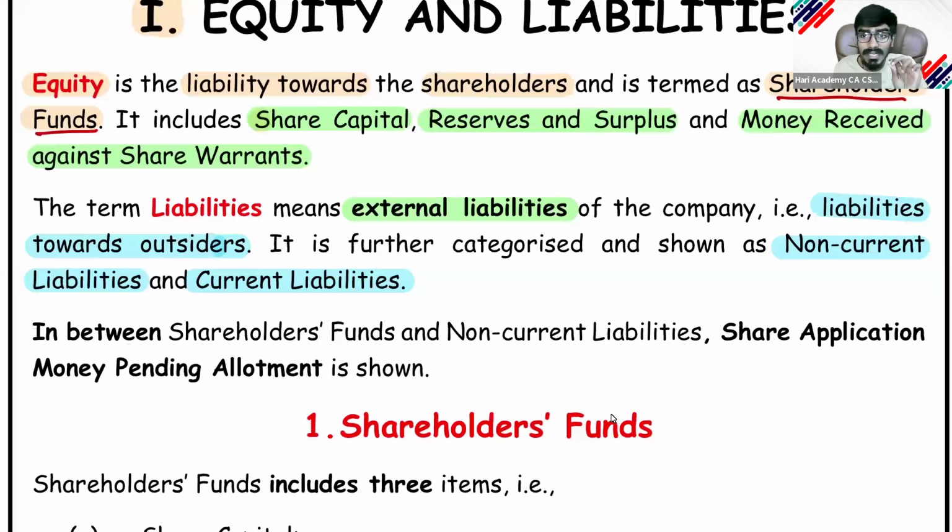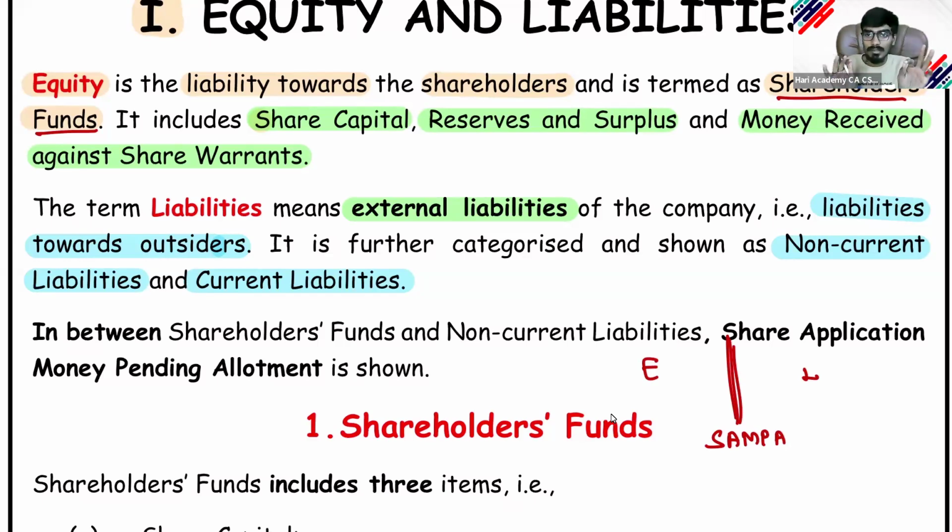Then one more item is there. Between equity and liability, one person will come and knock the door of Schedule 3. That person is share application money pending allotment, SAMPA.